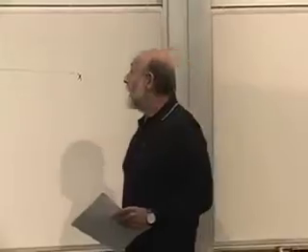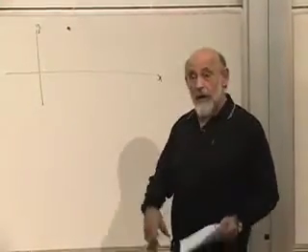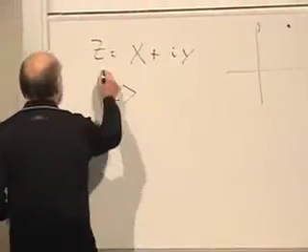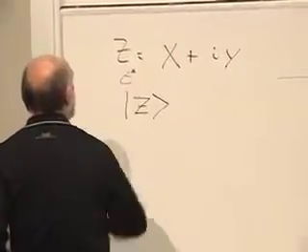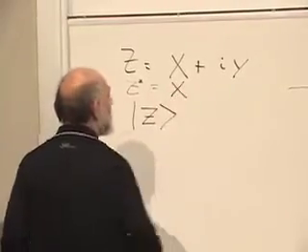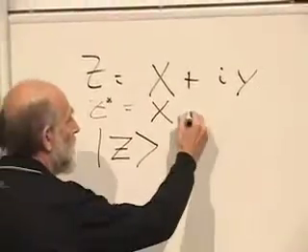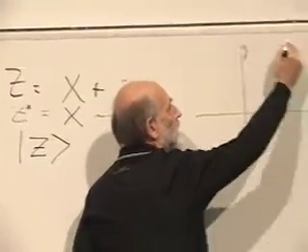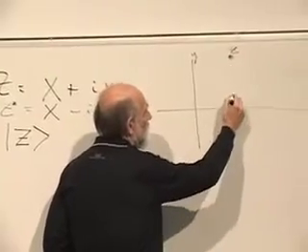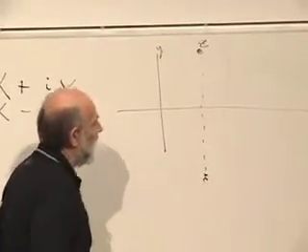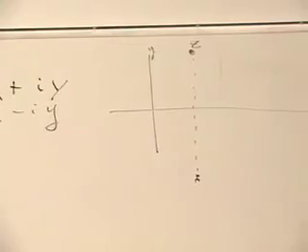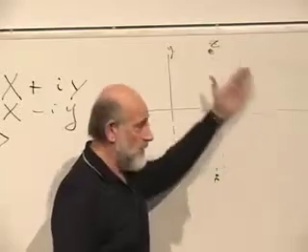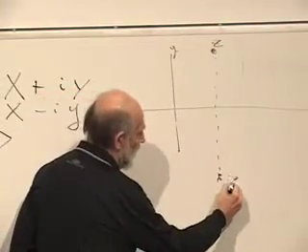Now, every complex number has associated with it a complex conjugate. The complex conjugate is usually represented by putting a star over it, and it's just the same real part minus iy. So it's the reflection of z, as if the horizontal axis was a mirror. Just the reflection about the x-axis, that's called z star.